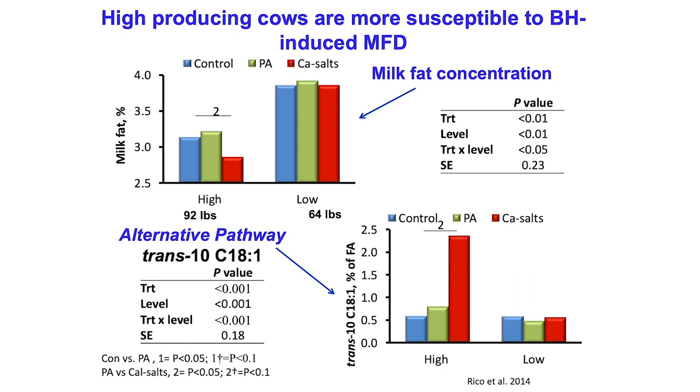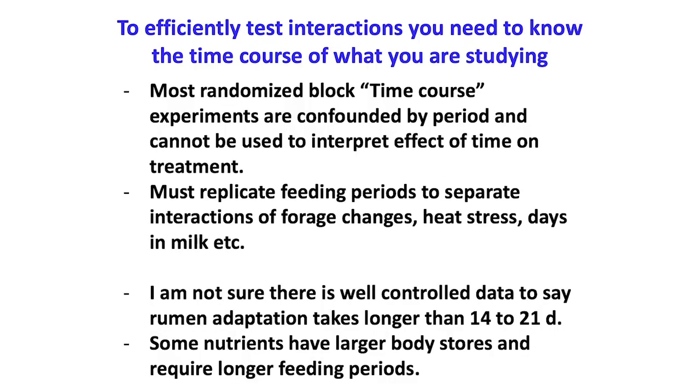So to change a little bit, when we want to start teasing out some of these interacting factors with milk fat depression, we realized that we needed to understand our time course. So most randomized block designs, or what people commonly think of as time course experiments, are confounded by period and cannot be used to interpret the effect of time on treatment. So you have to replicate feeding periods to separate interactions of forage changes, heat stress, days in milk, all those other things. So when somebody takes cows, splits them into groups and feeds them for 90 days and tries to say, oh, it's taking 60 days to see my effect, it's totally bogus interpretation of that data.